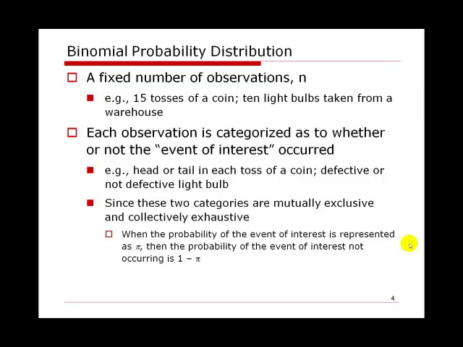Now because they are mutually exclusive and collectively exhaustive, when the probability of the event of interest is represented as pi, then the probability of the event of interest not occurring will be 1 minus pi. So we can always use pi and 1 minus pi to represent the probability that the event of interest occurs and the event of interest does not occur.